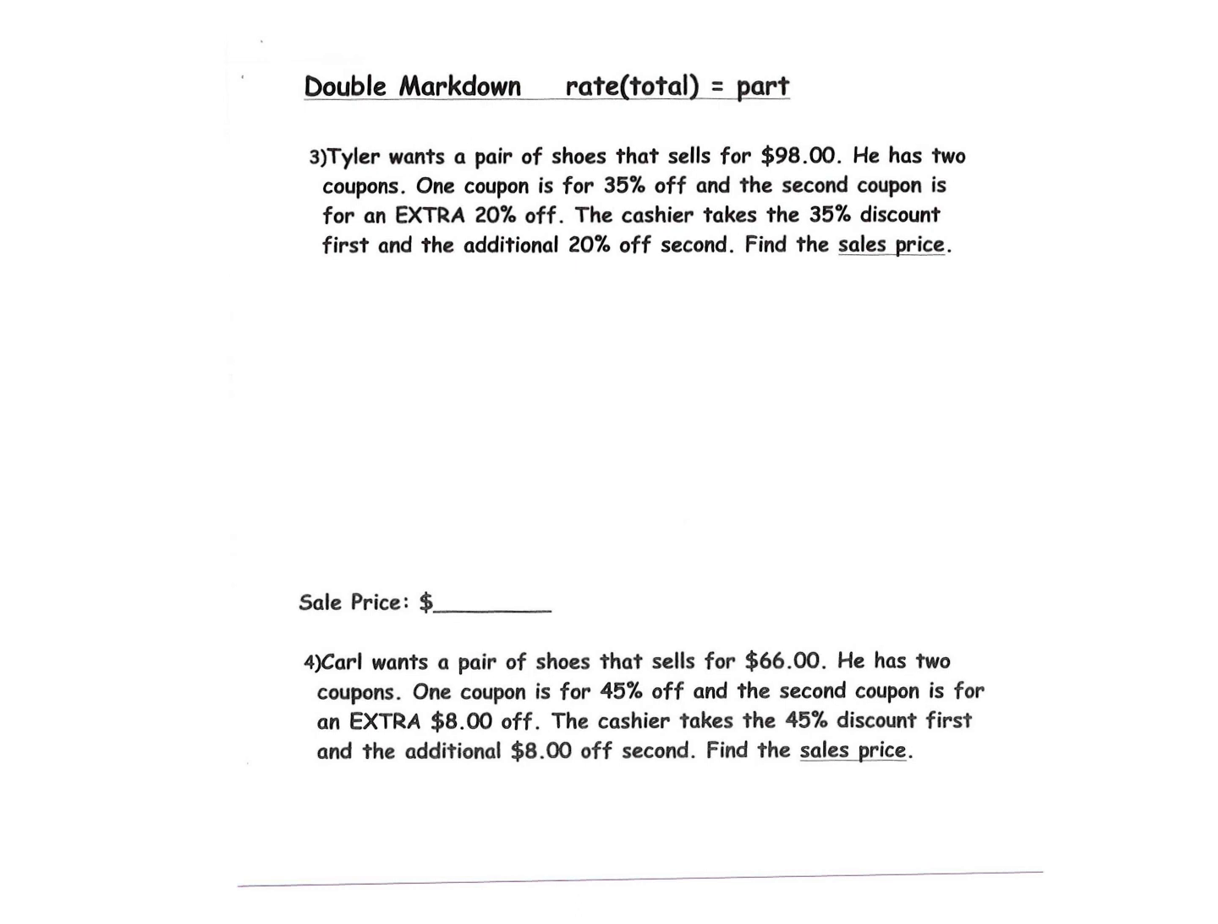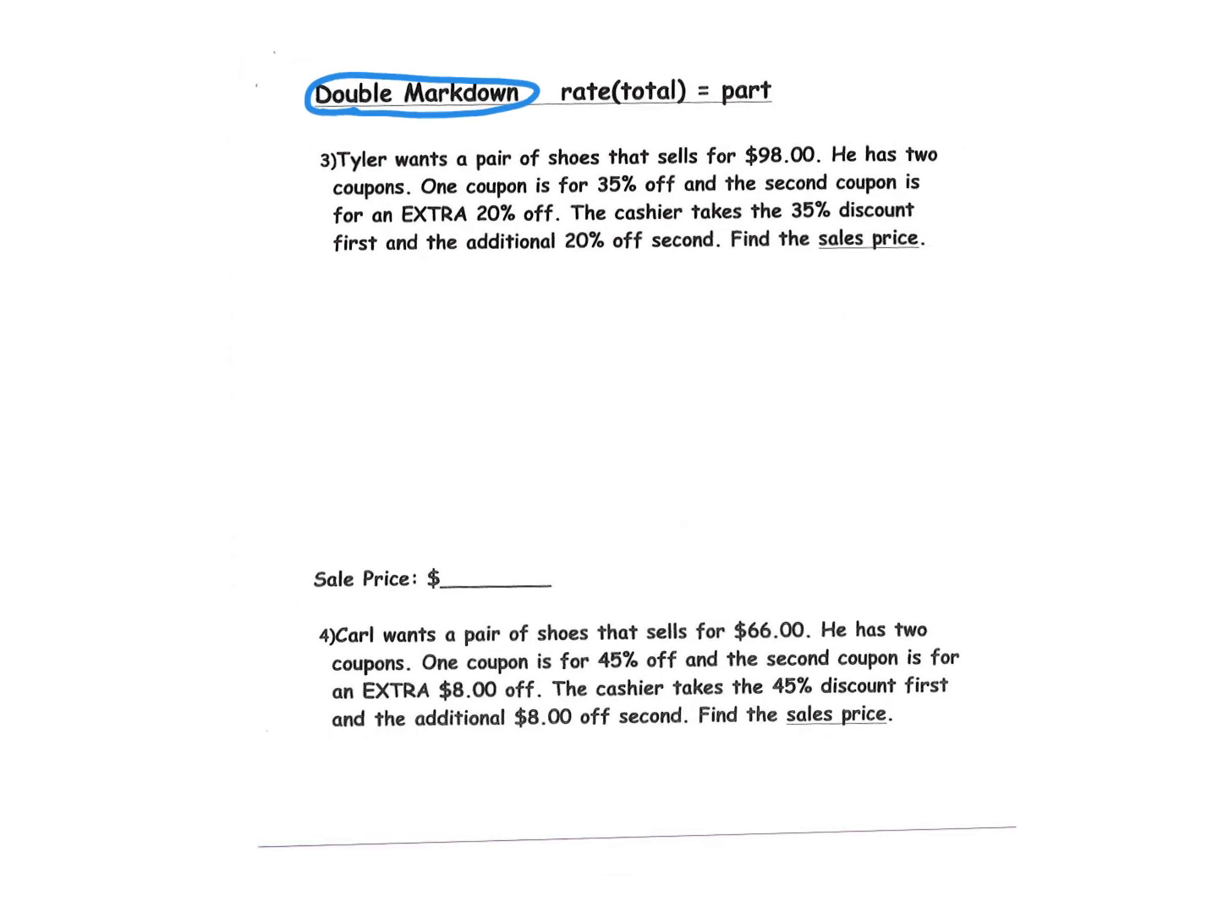On page 2 of your packet, you will be doing a double mark down. You will take 100% and cut it into parts for the first part of the problem and the second part of the problem. This is a situation where you have double coupons. Let's read problem number 3.